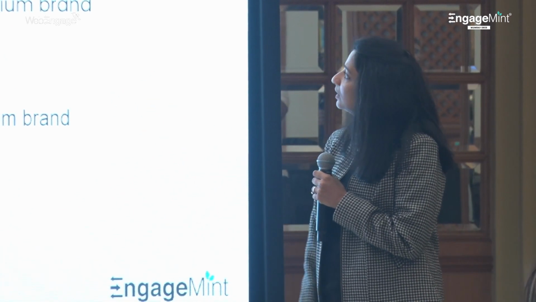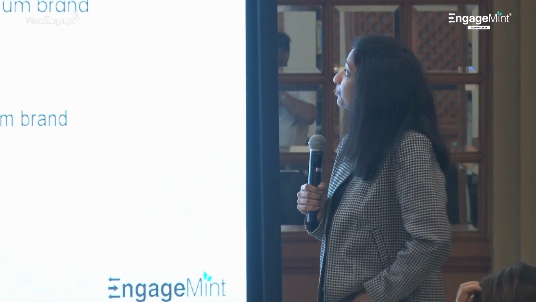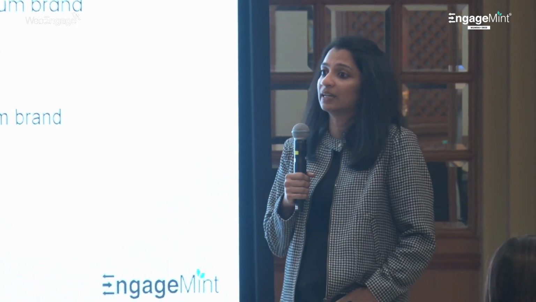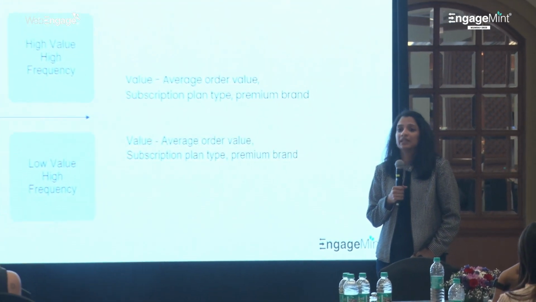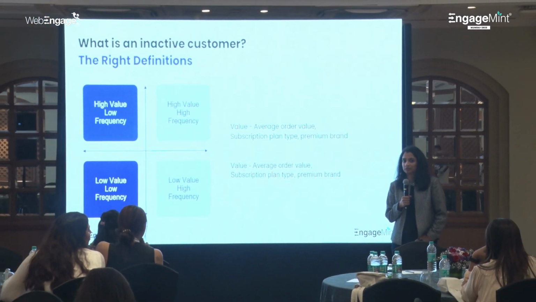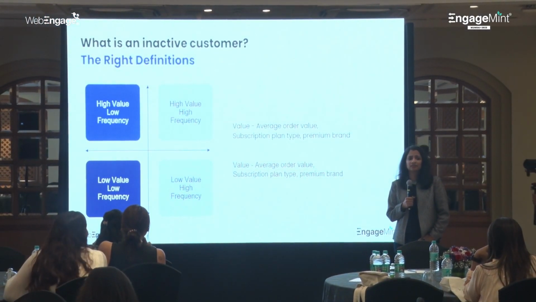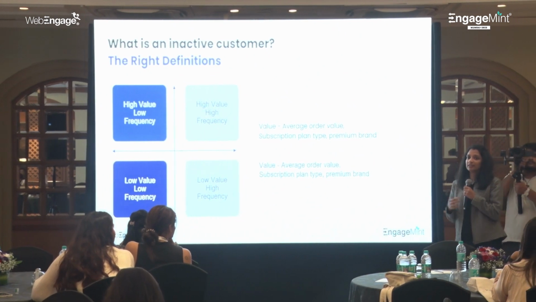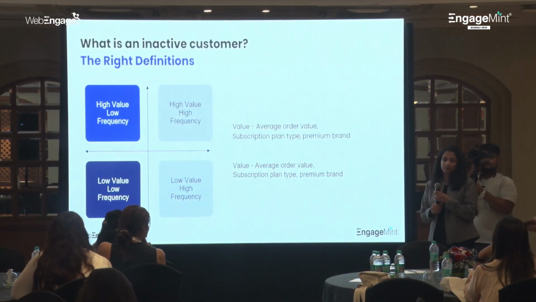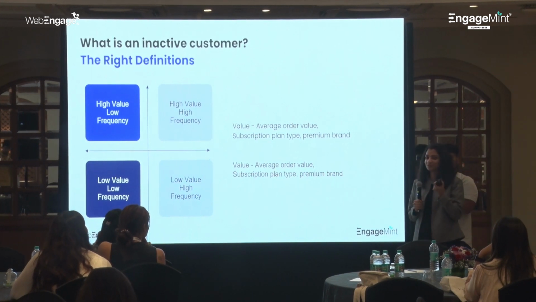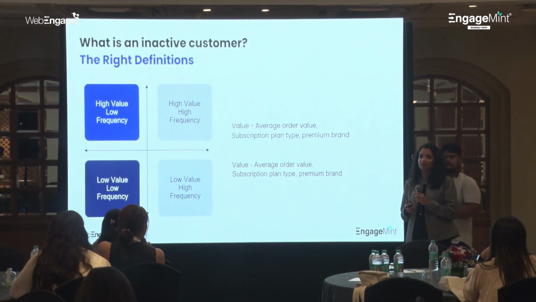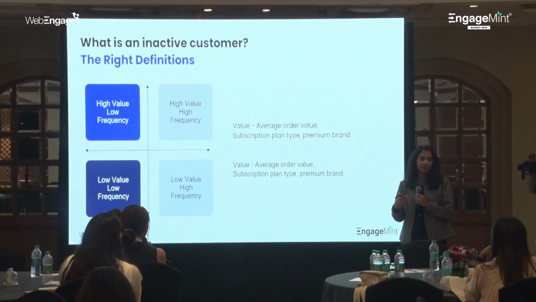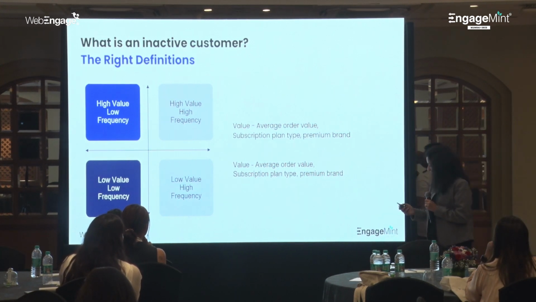Some definitions: value, obviously average order value, subscription plan type, the brands that they're buying, the frequencies, how many times they're coming back to your platform, how many times they're purchasing from you, what kind of value they're purchasing from you. Again, a lot of it is company specific, a lot of it is industry specific. Coming back to the industry that I come from, not just edtech, but we're in the upskilling space of edtech where our average selling point is about 2 lakhs. So we don't expect the customers to keep coming back to us and keep purchasing.